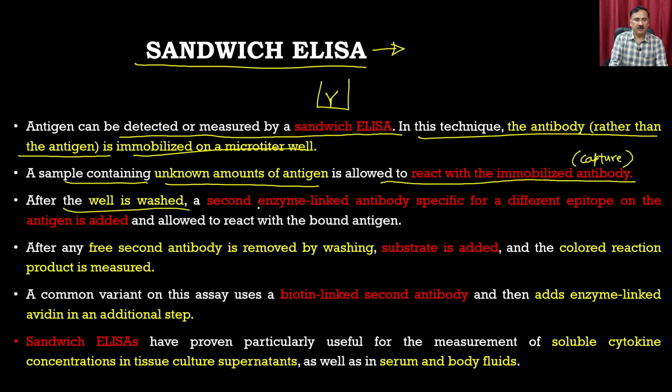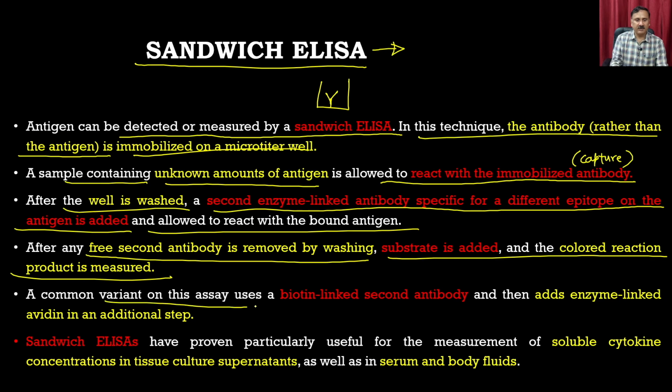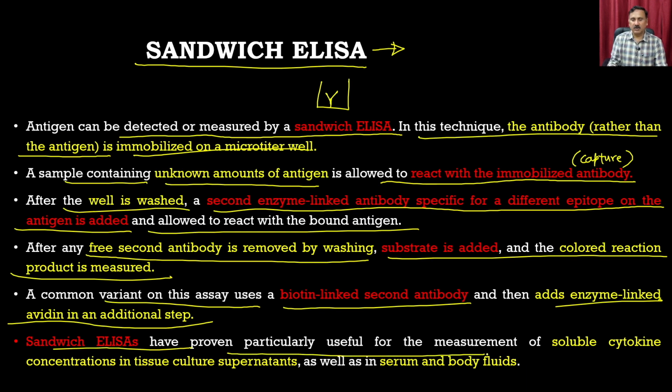After the well is washed, a second enzyme-linked antibody specific for a different epitope on the antigen is added and allowed to react with the bound antigen, right? After any free second antibody is removed by washing, substrate is added and the color reaction is produced. A common variation on this assay is the biotin-linked secondary antibody, and then you can add enzyme-linked avidin in an additional step. Sandwich ELISA has proven particularly useful in the measurement of soluble cytokines such as TNF alpha in culture supernatants, and it can also be used for cytokine measurement in serum and body fluids.